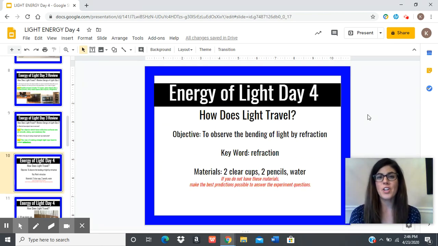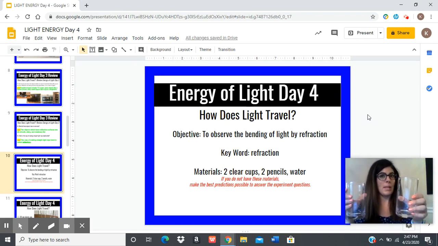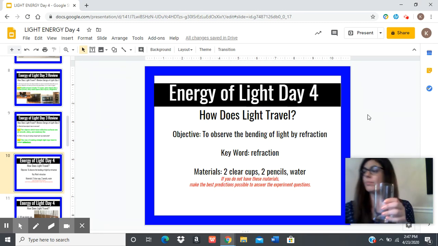We are going to continue our investigation of how light travels. Objective, to observe the bending of light by refraction. Keyword, refraction. Materials, 2 clear cups. They can be plastic or glass if your parents allow, but they should be clear and relatively the same size.